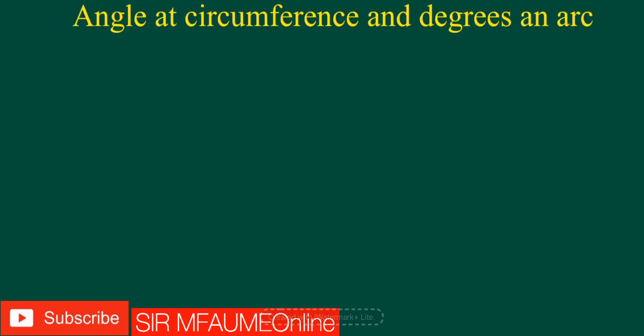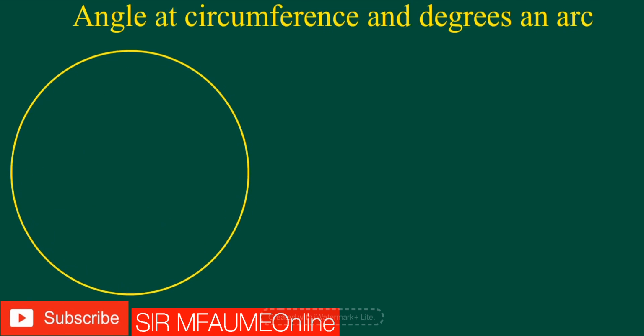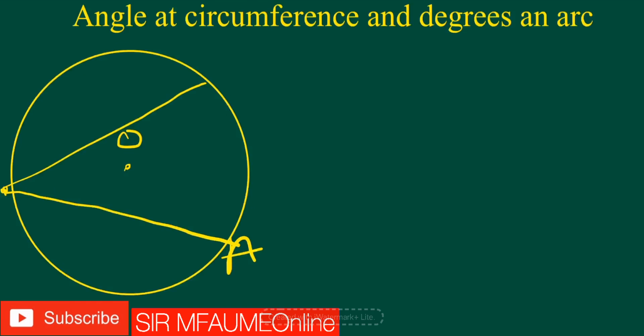For this one also, assume we have a circle like this one, and from this circle, assume here is the center of the circle. Let me call it O, and from there I will make a certain angle at the circumference of this circle, this one. Let's say this is point A and this one is point B. This one will be the angle at the circumference of a circle. I want to find the degrees found on this arc AB.